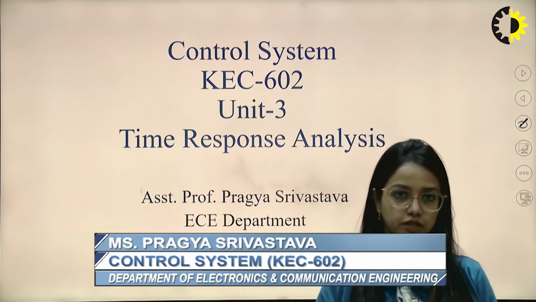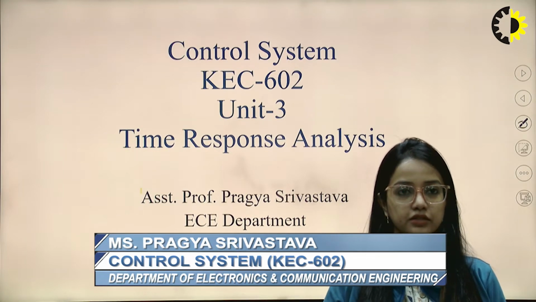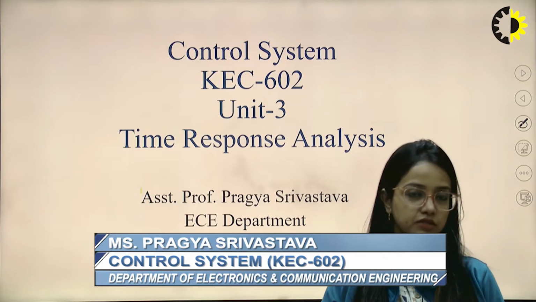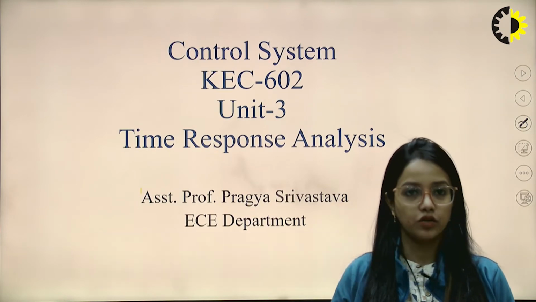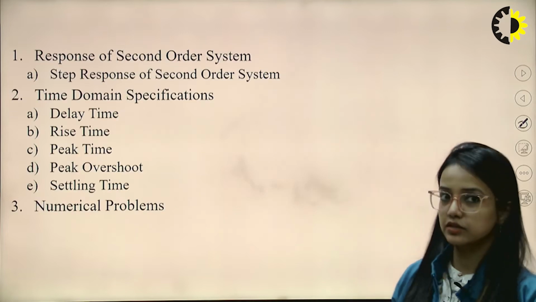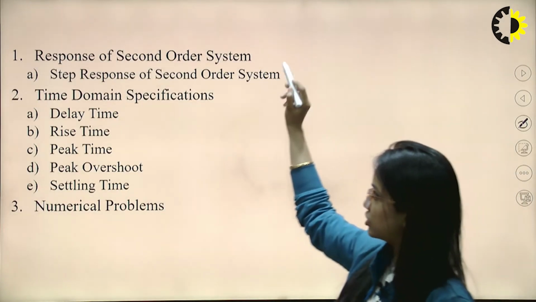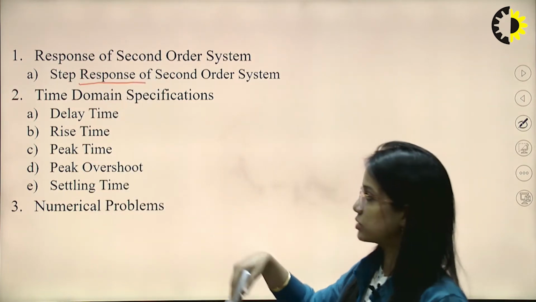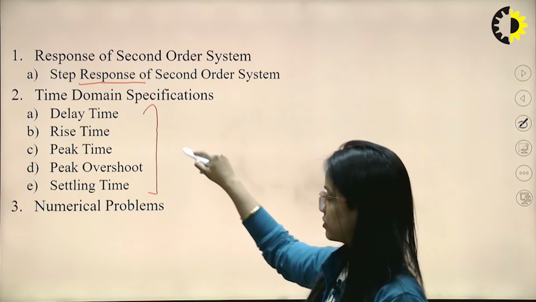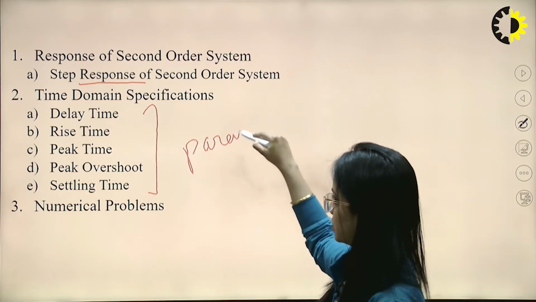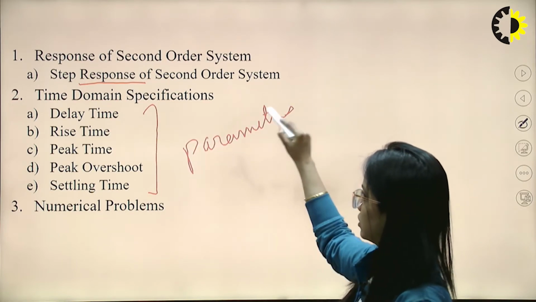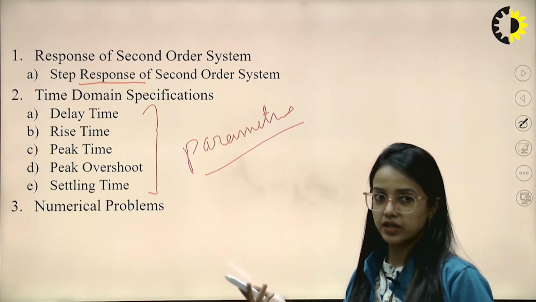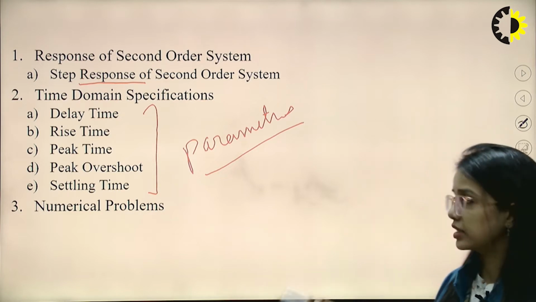The course code is KEC 602 and we are discussing the time response analysis, unit 3. In my previous lecture we were discussing second order control system, and we are going to study in this lecture the step response. Based on the step response, we will study certain parameters, and these parameters are based on time domain specifications. So we will study delay time, rise time, peak time, overshoot, and then settling time.